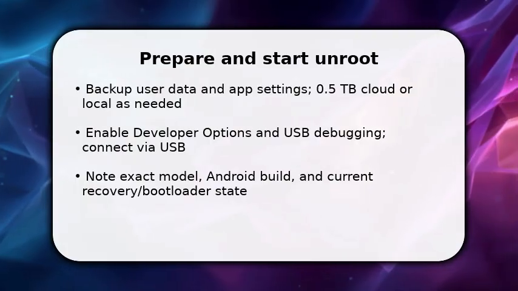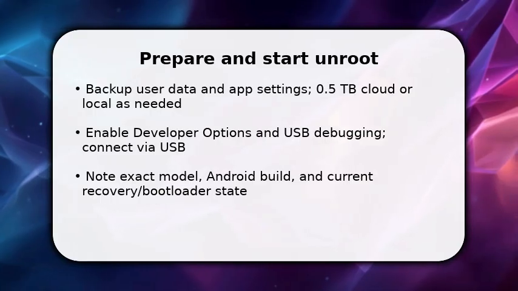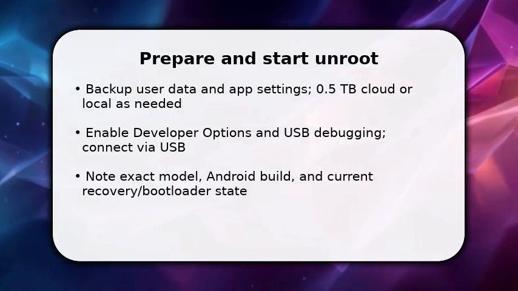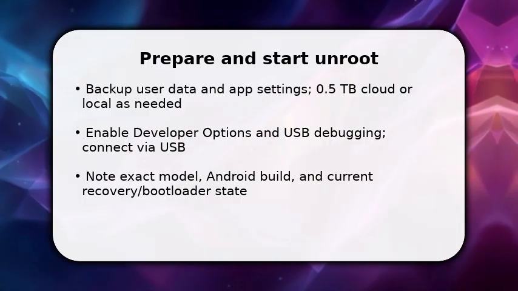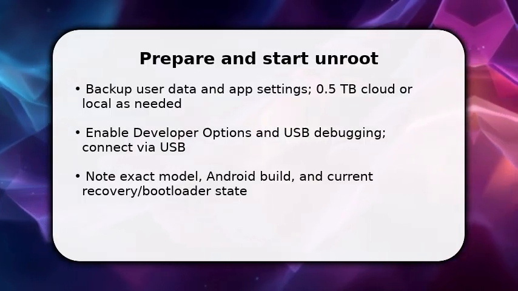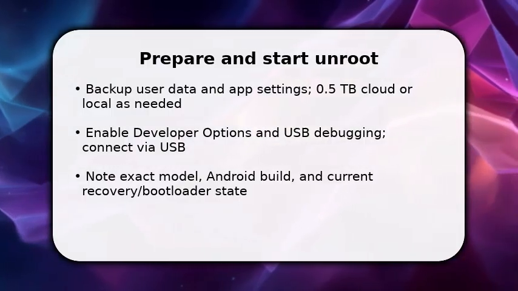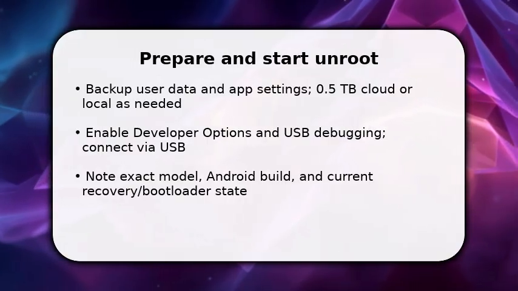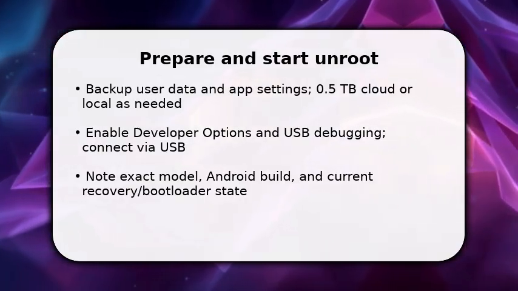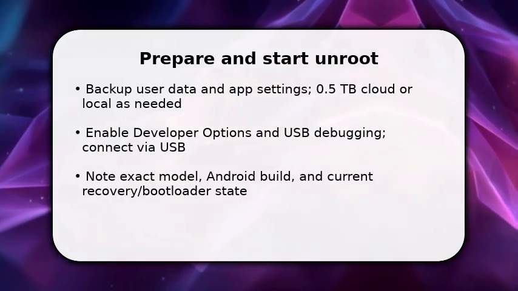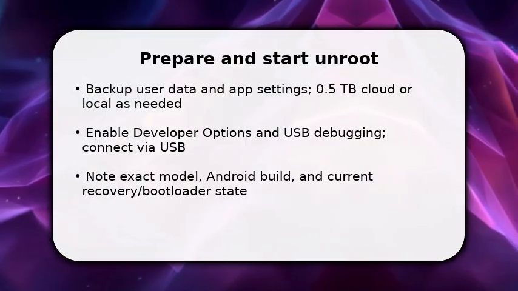You begin by confirming you have a verified backup and correct device info. This prevents data loss and wrong firmware flashes. Once done, enable developer options and USB debugging, then connect the phone to your computer. Make sure you identify the exact model and Android build so you download matching factory images or stock firmware.